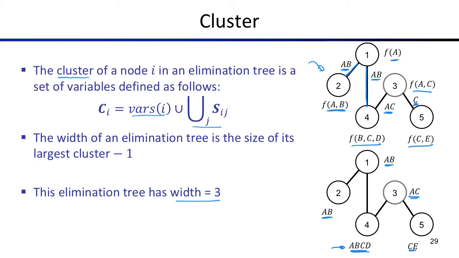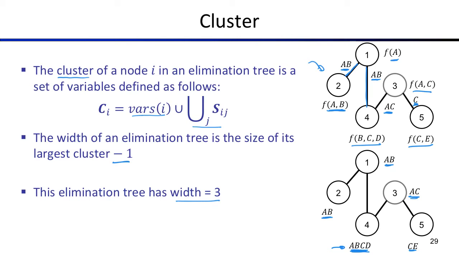And you may ask yourself why it's 3 and not 4, because we have 4 variables here, and why we define the width as the size of the largest cluster minus 1. The explanation is that we need to make this definition compatible with the width of the elimination order. And you remember that when we defined the width of the elimination order, we said it would be the size of the largest factor that we build minus 1, because we are computing the width after the elimination of the variable, not before. So here is going to be the same thing.